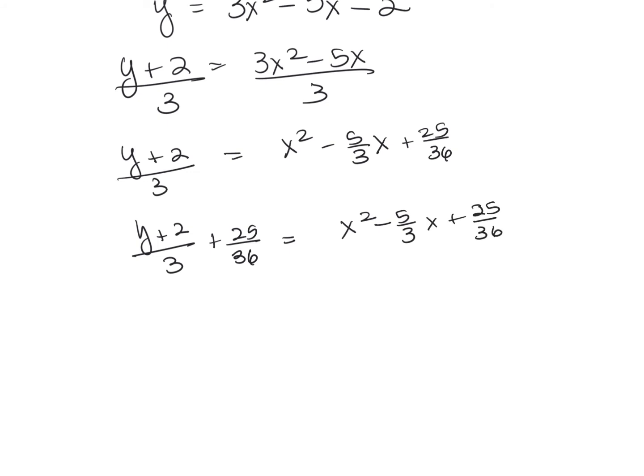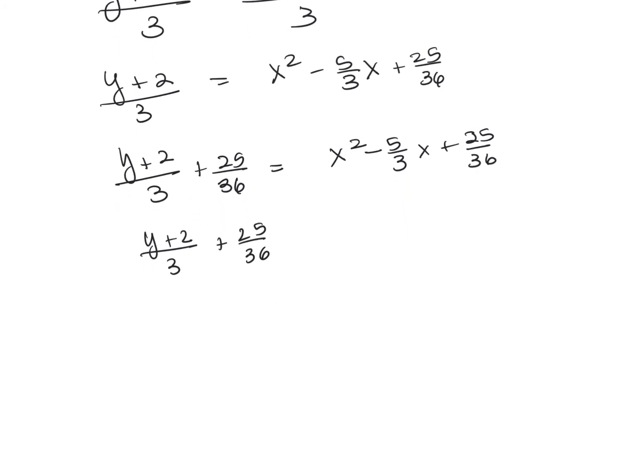Wait, how'd you get that? So you halve 5/3, and half of 5/3 is 5/6, and squared it's 25/36. And now I'm going to square it, just leaving this thing over here. And that would look like that.